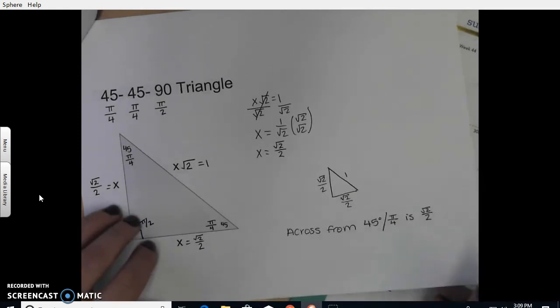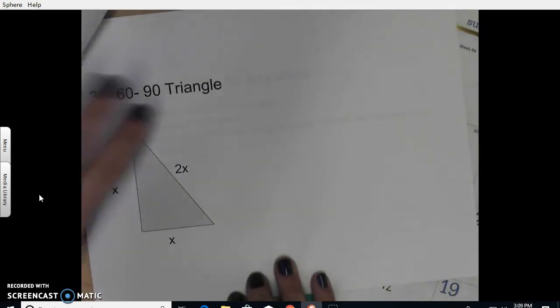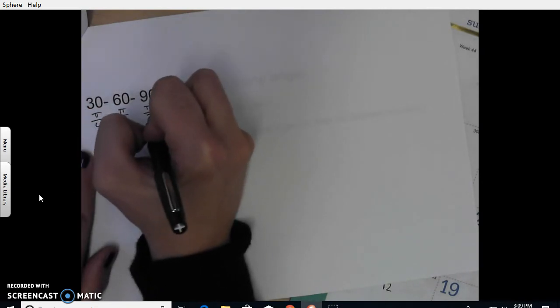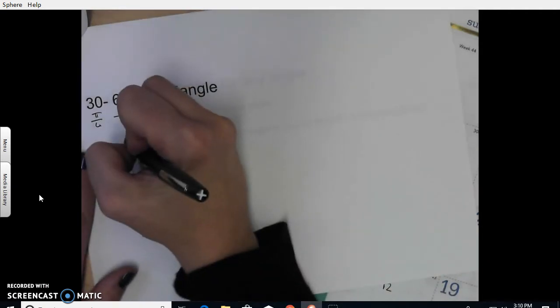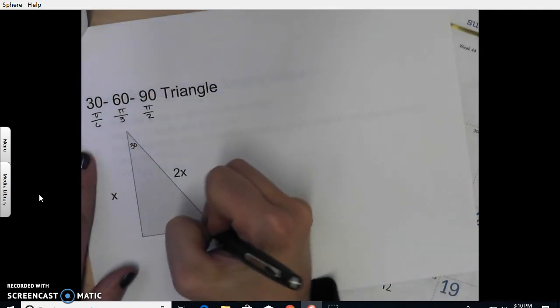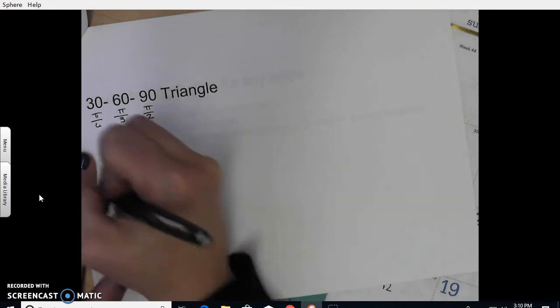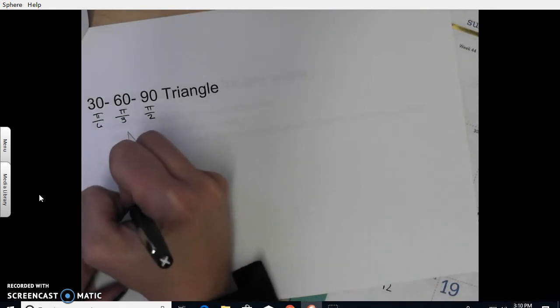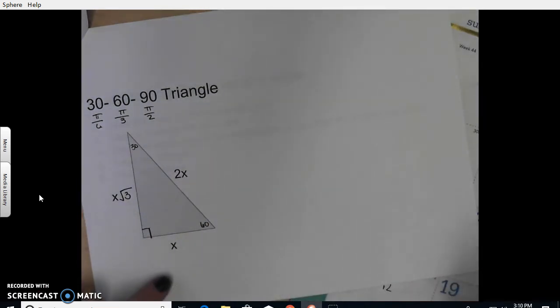Now we need to do the same thing for 30, 60, 90. 30 degrees is pi over 6. 60 degrees is pi over 3. 90 degrees is pi over 2. I'm going to label my angles and then my sides accordingly. So across from 60 was x root 3. Across from 30 was x, and my hypotenuse was 2x.